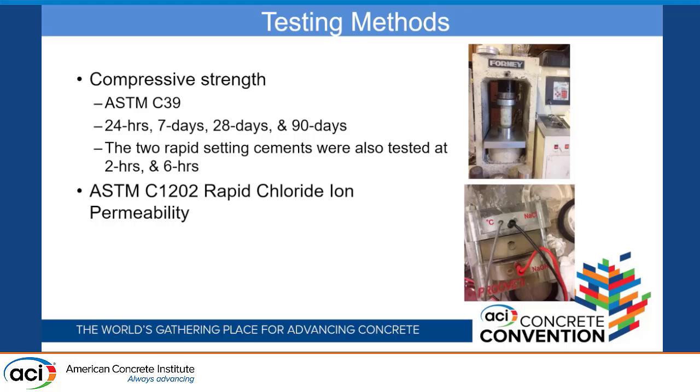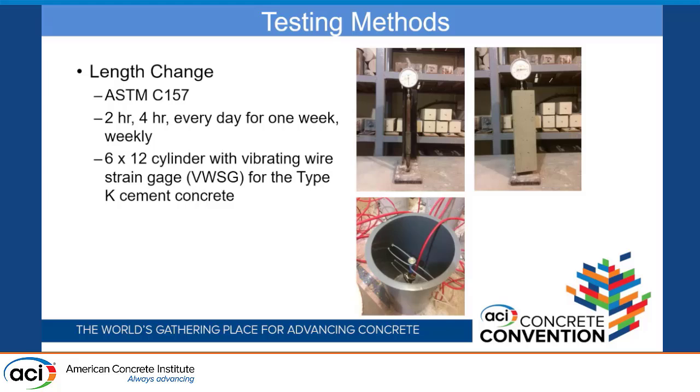So our testing methods were to test compressive strength using 4x8 cylinders. Our typical times were 24 hours, 7 days, 28 days, and 90 days. But for those rapid setting cements, we needed to understand what was going on earlier. So we would also do tests at 2 hours and 6 hours for those mixes. We looked at the ASTM C1202 rapid chloride ion permeability as a comparative measure for that property instead of doing a longer term test.